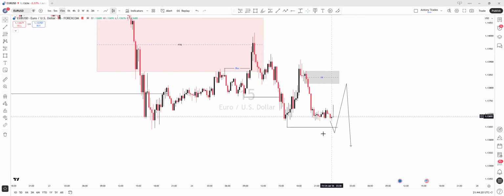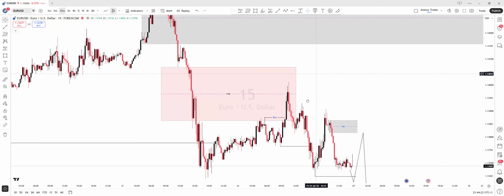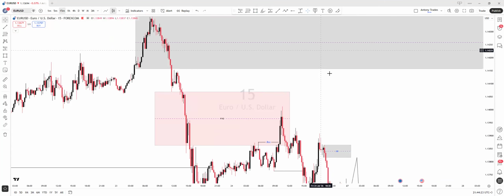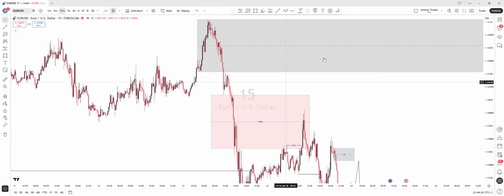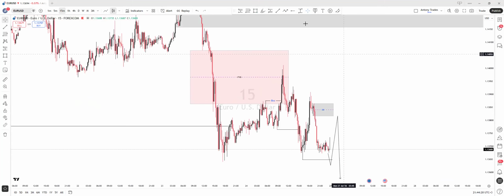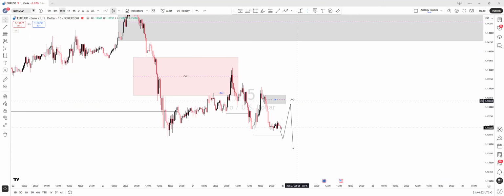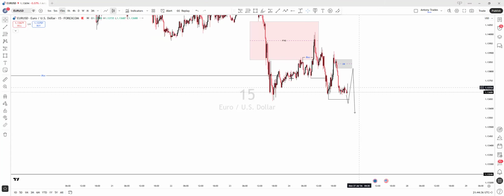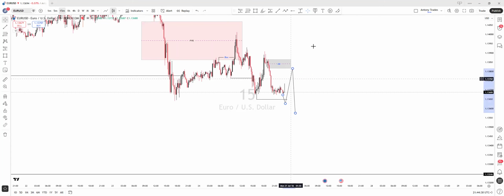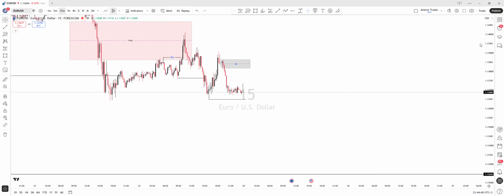If, for instance, the market continues going up to the upside, then this will be my point of interest from the 4-hour time frame, whereby I'll be looking to sell the Euro USD from this area. So my bias on Euro USD is bearish. I'll be looking for selling opportunities come the market opens on Monday. So that is it on Euro USD.